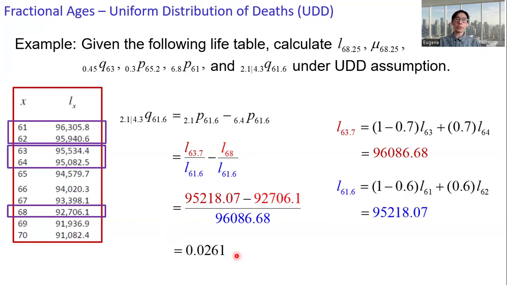All right, you can use any appropriate expression to compute any of these quantities. My way may not be the best, but this is just a demonstration for you. So this is an example related to calculating the probabilities using the life table, and this is everything regarding the UDD fractional age assumption.